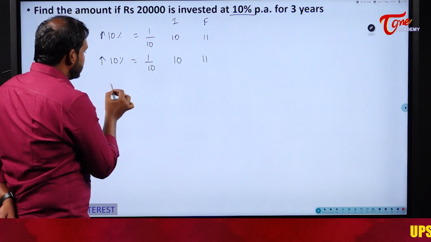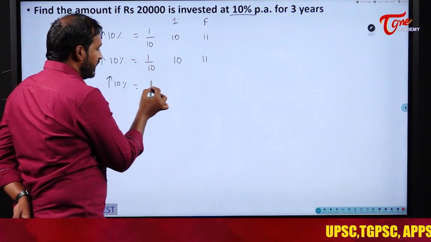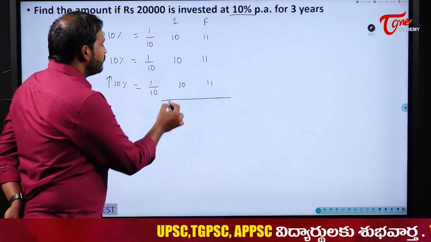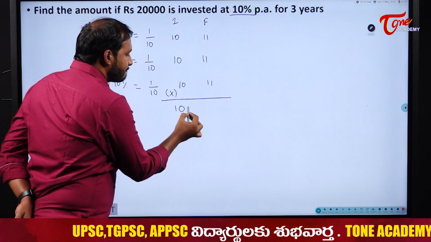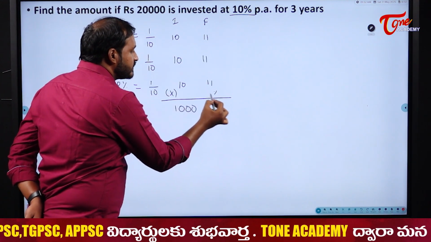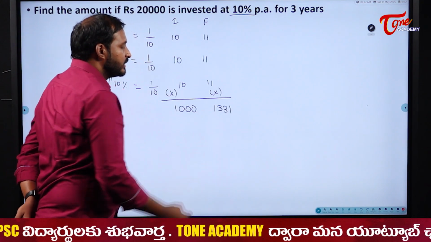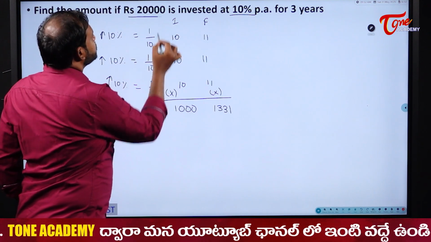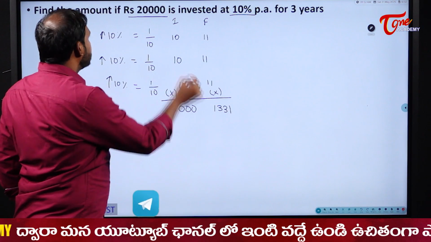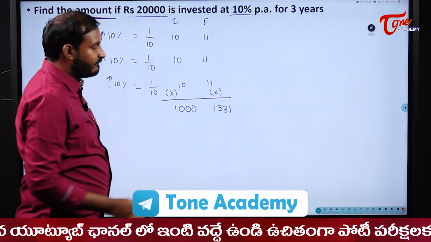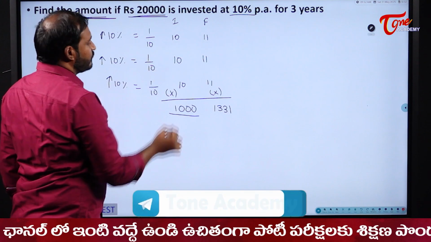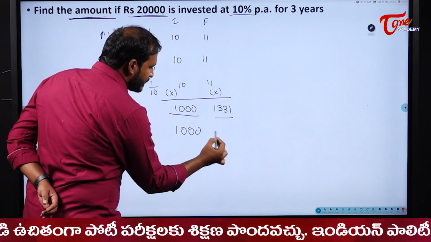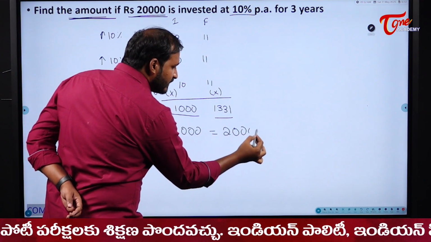So 10 and 11. Next, it is increased once again by 10%. So 10 and 11. So when you multiply this, what does it become? 1000. When you multiply this, what does it become? 1331. Given that, find the amount if rupees 20,000 is invested. They are asking us amount only, right? In this case directly, if 1000 parts is equal to 20,000, what about 1331 parts? 1000 parts is equal to 20,000, which was given in the question.